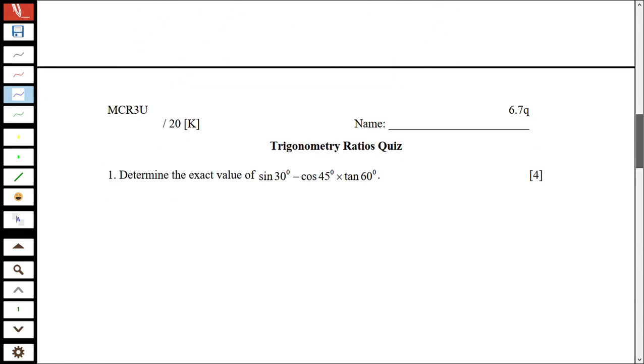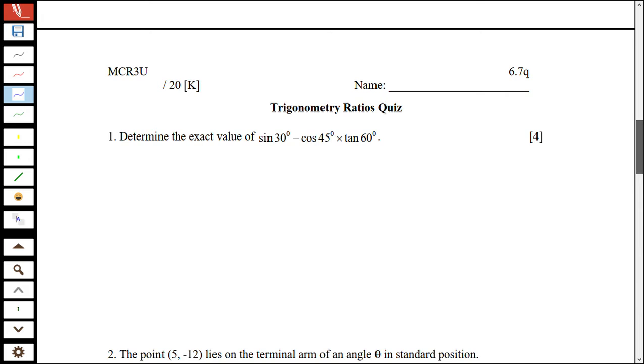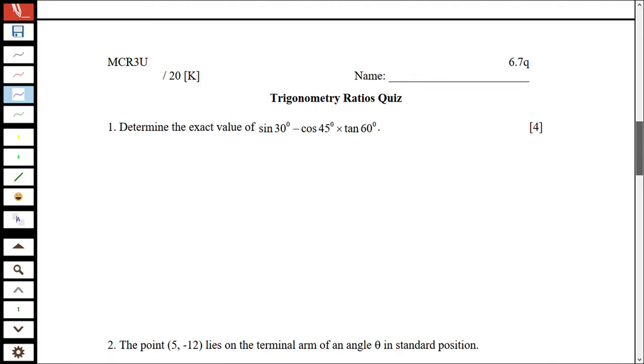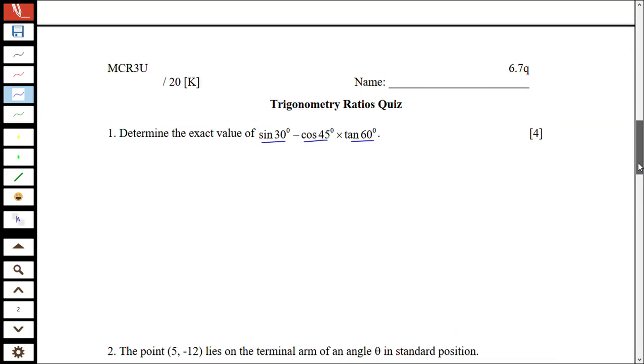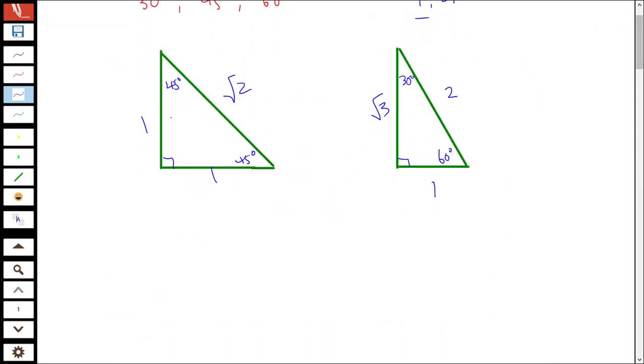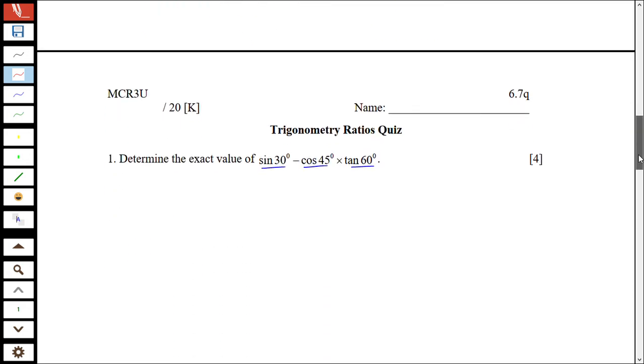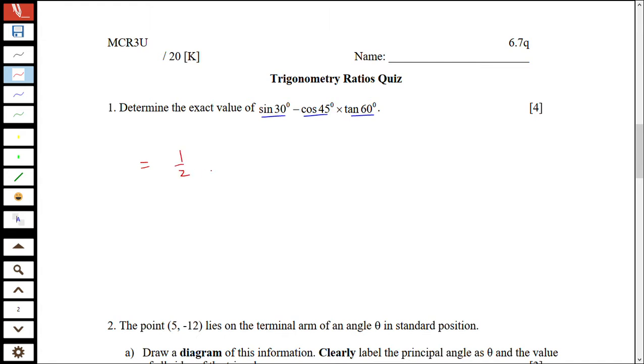Now let's look at the first question. It says determine the exact value of sine 30 minus cos 45 times tan of 60. We're going to be getting the values of these, and remember, because they're 30, 45, or 60, they must be exact values. So for sine 30, let's go back to our triangle. It's 30 degrees with the sine ratio. So that's going to be this one. If I'm using this as an angle of reference, sine is opposite over hypotenuse. Opposite will be 1, hypotenuse will be 2. So sine of 30 is going to be 1 over 2.